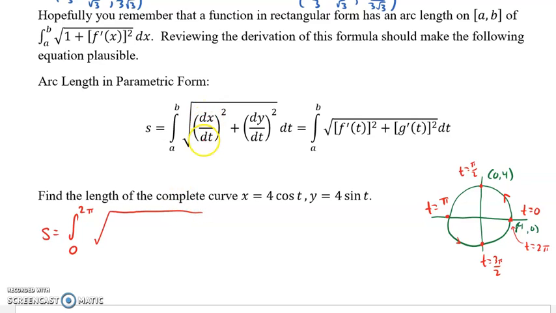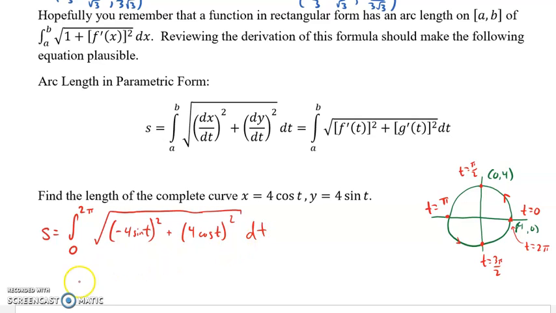dx/dt is negative 4 sine of t, and we're supposed to square that. This is your a squared plus b squared business, right? Same thing with the dy/dt. We're going to get 4 cosine of t, and we're going to square that, and we'll take the square root of that whole thing. And the variable of integration is t.